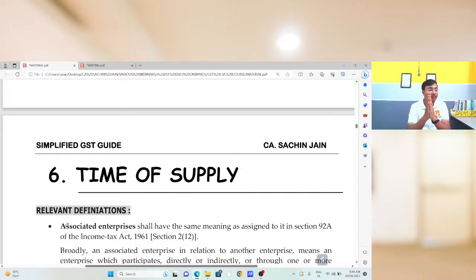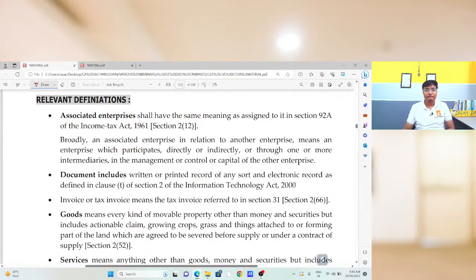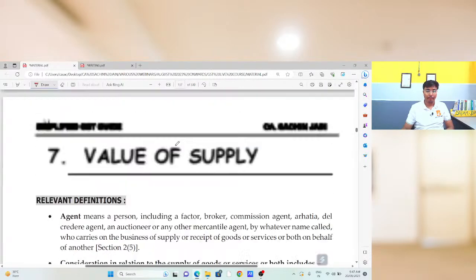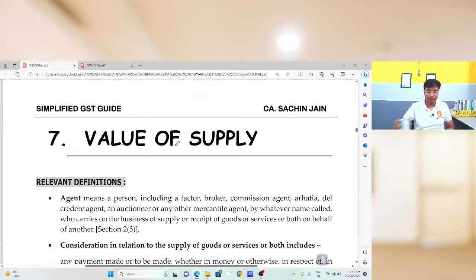Okay, so just comment in the chat box whether the concept of place of supply is okay for you, so that we can take our next topic, that is value of supply. And how did you like the recap? We recapped the complete concept of place of supply within just 2 to 3 minutes. Okay, I am waiting for your reply.